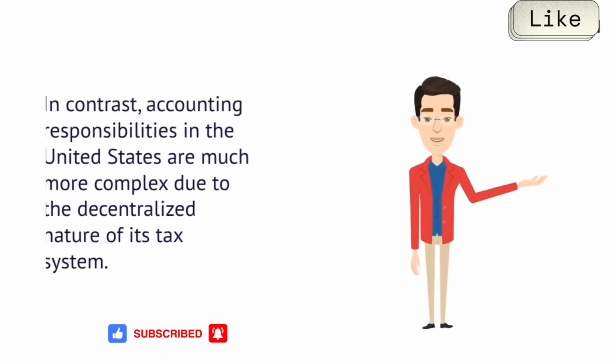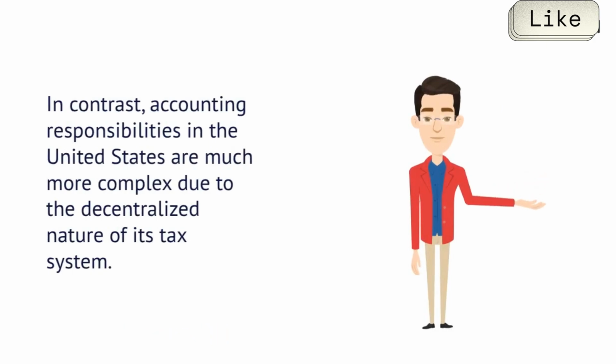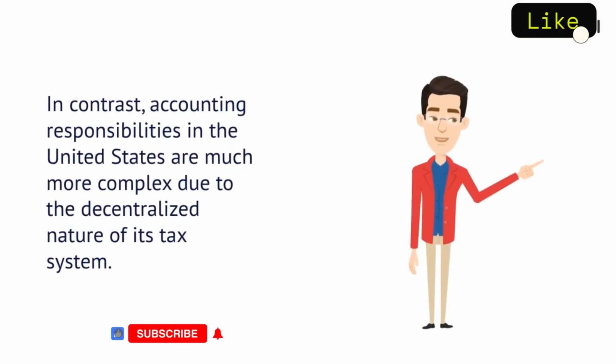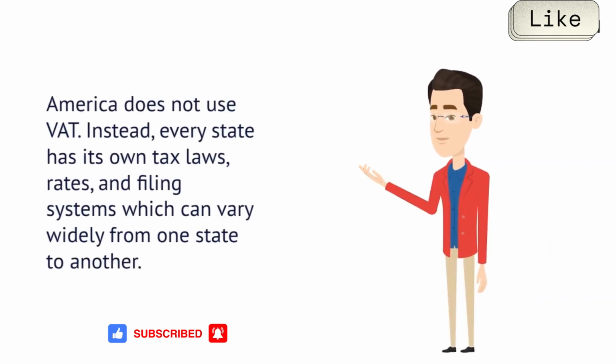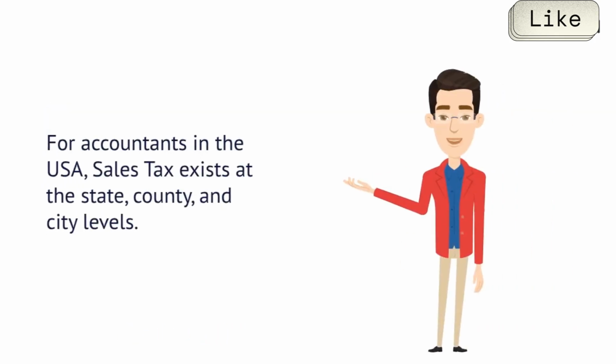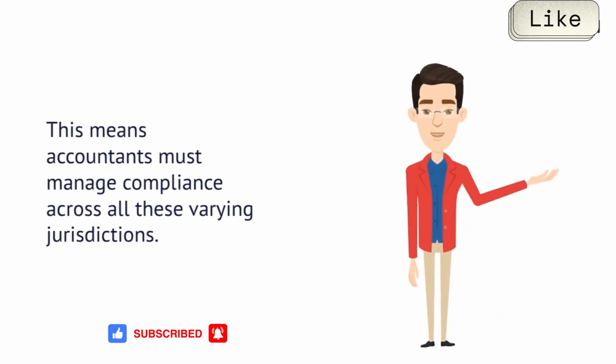In contrast, accounting responsibilities in the United States are much more complex due to the decentralized nature of its tax system. America does not use VAT. Instead, every state has its own tax laws, rates, and filing systems which can vary widely from one state to another. For accountants in the USA, sales tax exists at the state, county, and city levels. This means accountants must manage compliance across all these varying jurisdictions.